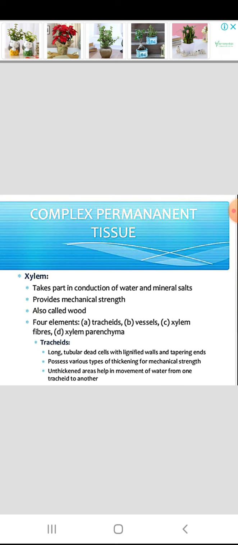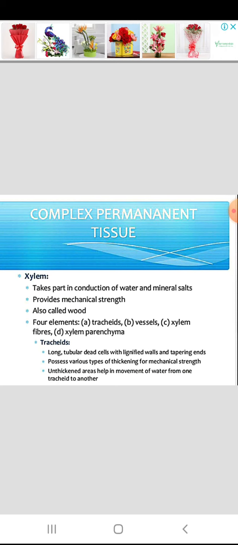So we know that xylem is a complex permanent tissue, and it takes part in conducting water and mineral salts, provides mechanical strength, and is also called wood. It has four elements: vessels, tracheids, xylem fibers, and xylem parenchyma. First we will discuss tracheids, xylem tracheids.